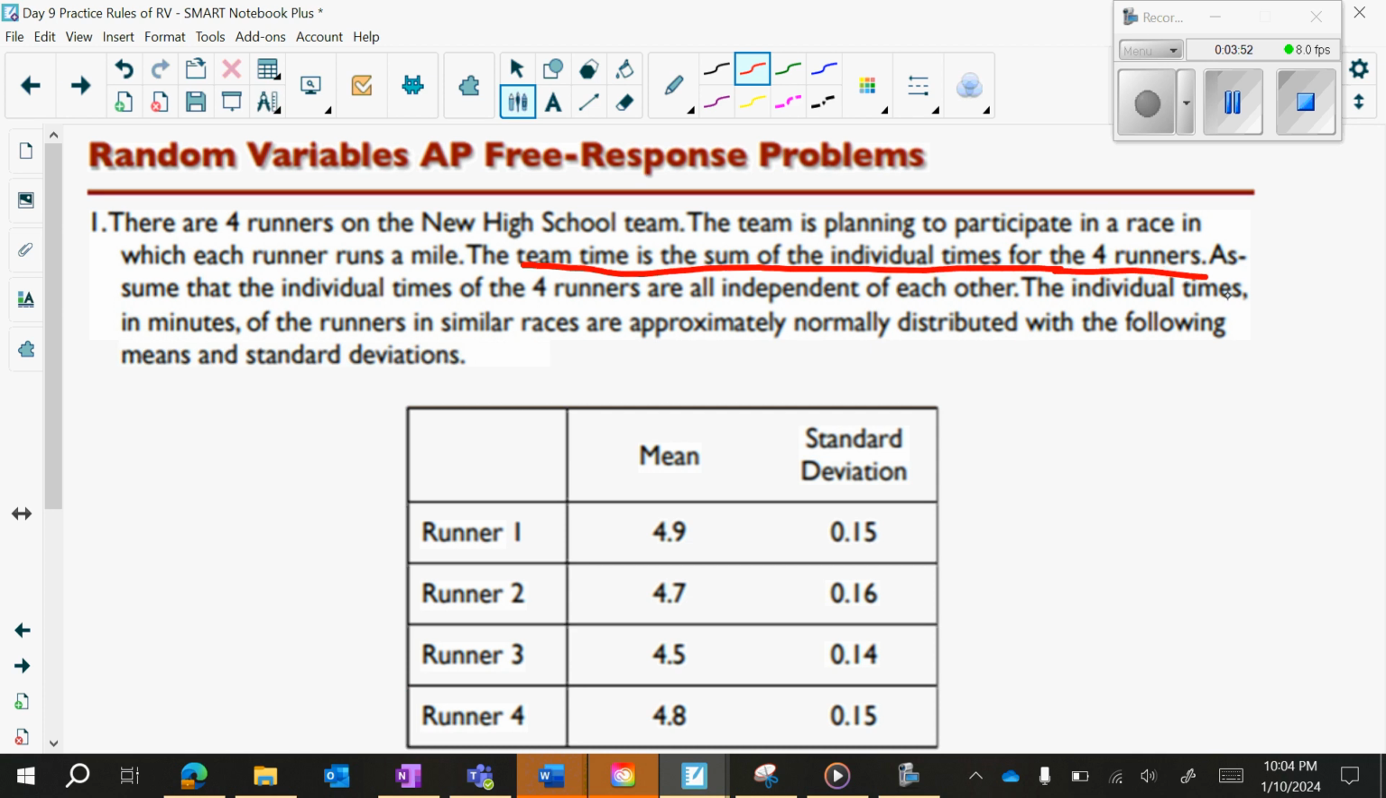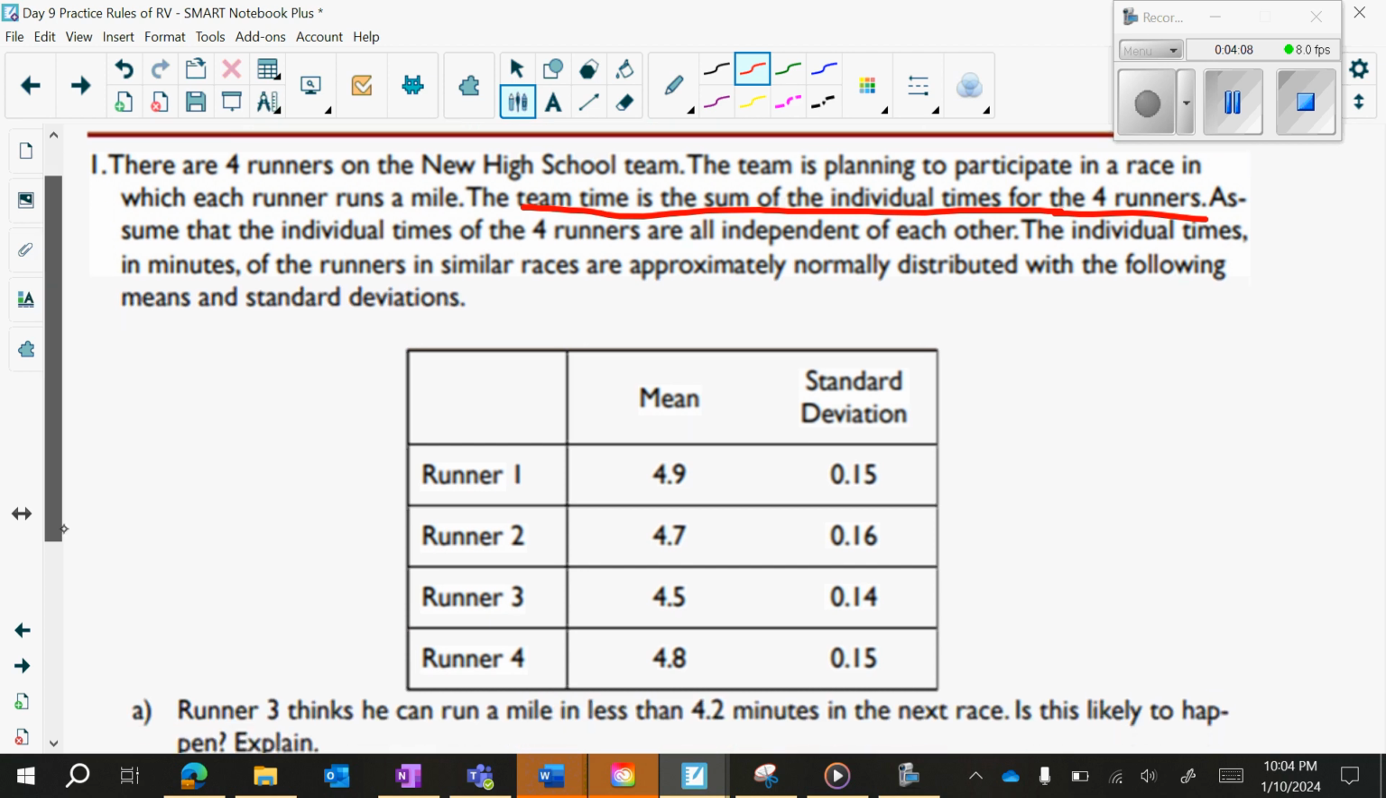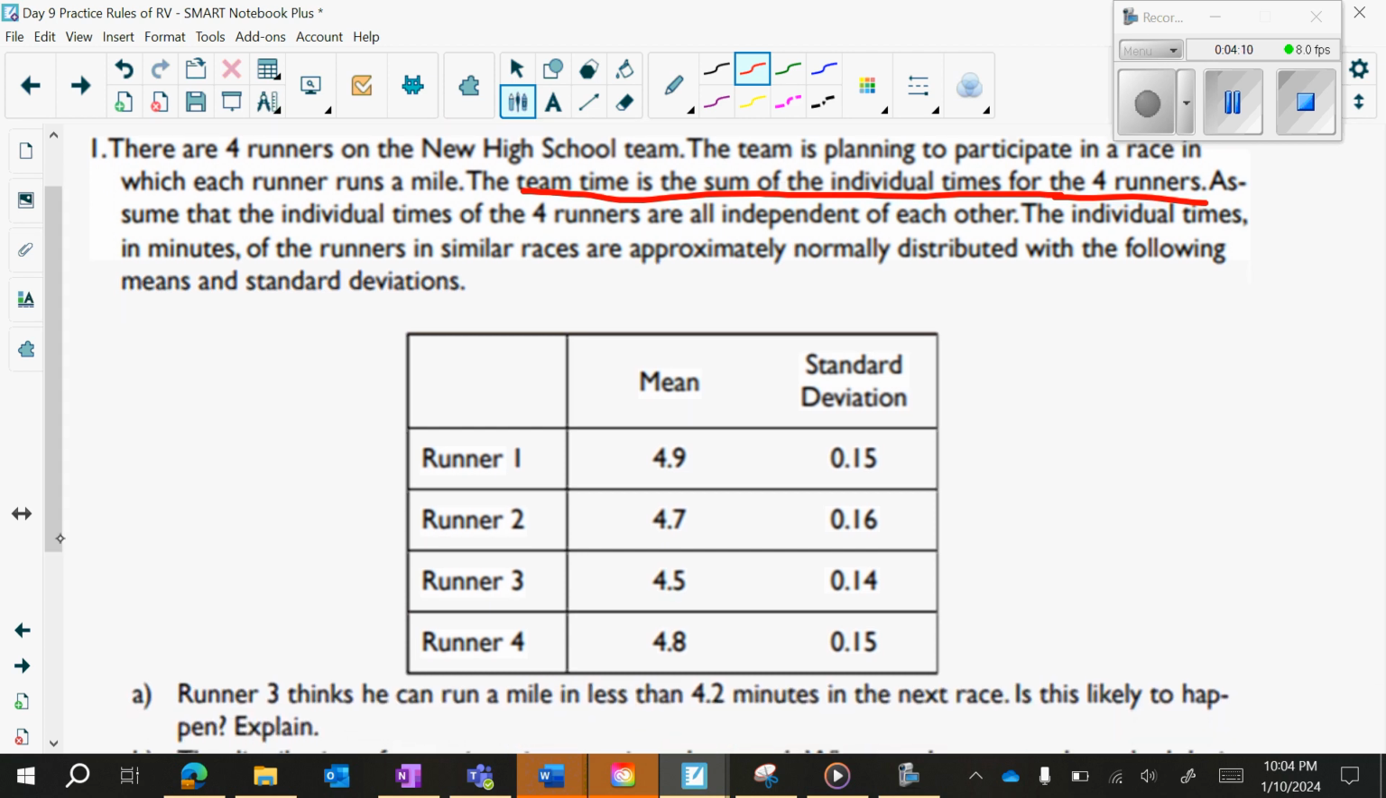You guys know if you're on the track team, if you run a relay, that you all have to combine to get a team relay time. So you all may run your individual laps at different times, but together your combined time is the team time. So remember that. Assume that the individual times are independent of each other. This is important because if they're not independent, we can't apply the rules of standard deviation for combining the random variables together.